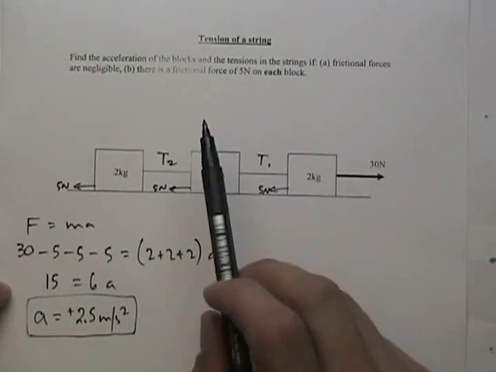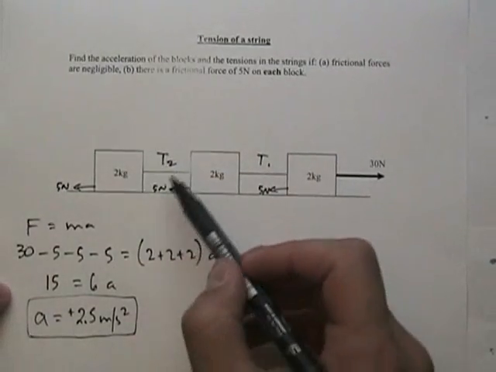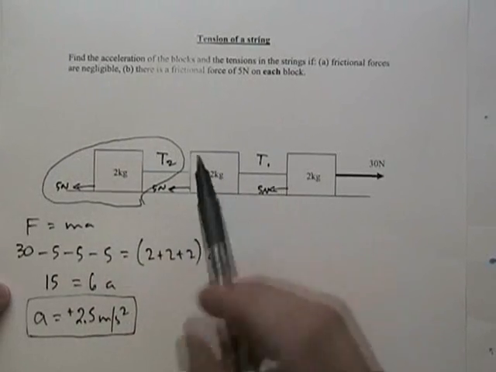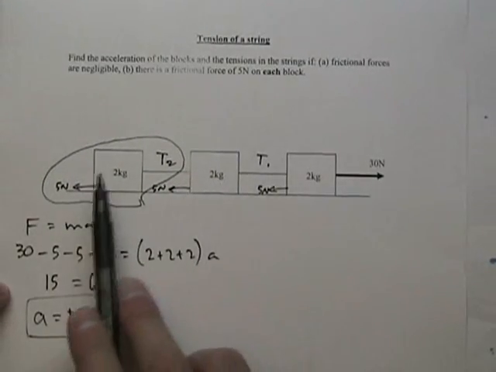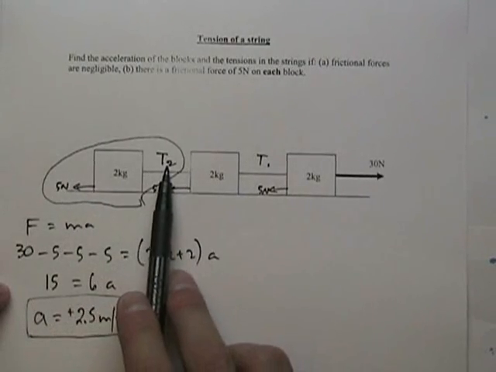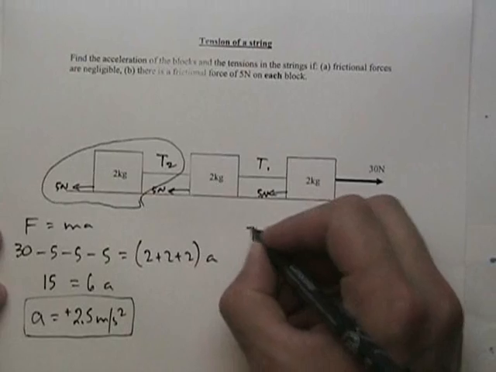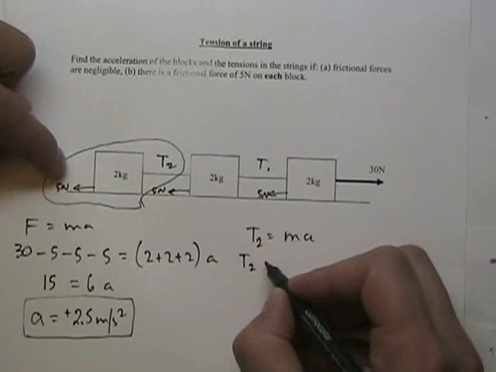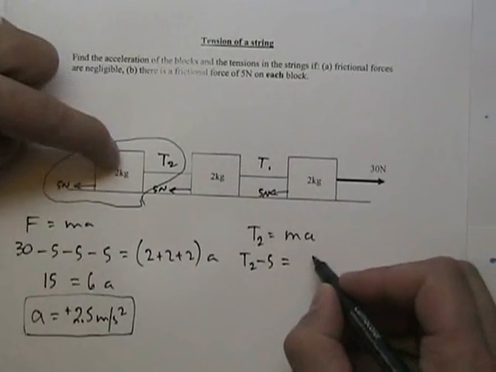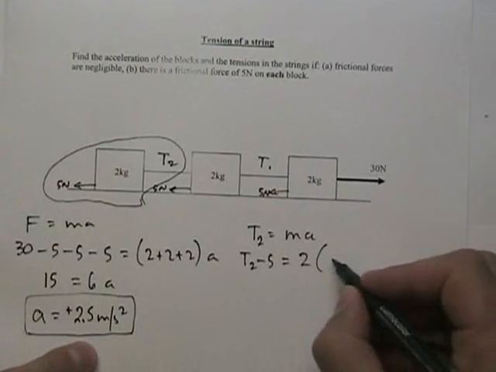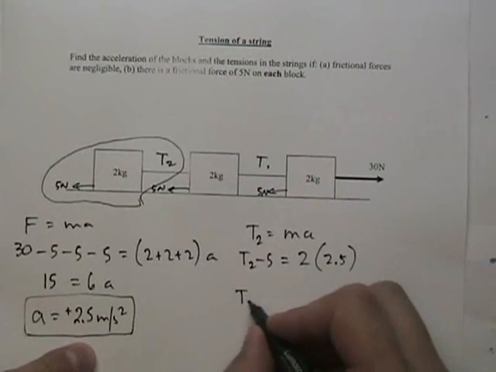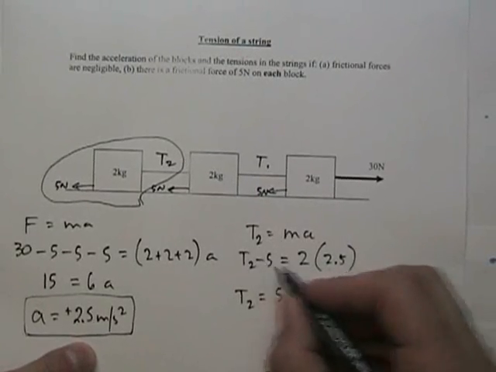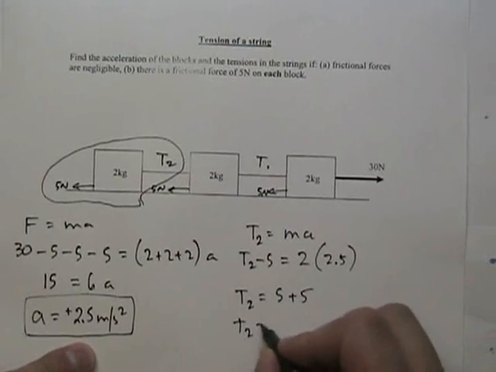Okay, now we want to find the tension. So we'll start off with tension 2. Tension 2 is this right here. Not this 5 newtons because it's only applied to this block, but this frictional force, this tension, and that mass. So tension 2 is F equals ma, but this time it's tension 2 negating this 5 for friction. Mass is 2 kilograms. Acceleration is 2.5. So T2 is equal to 2 times 2.5, which is 5, minus 5, add 5 to that side, 10 newtons.